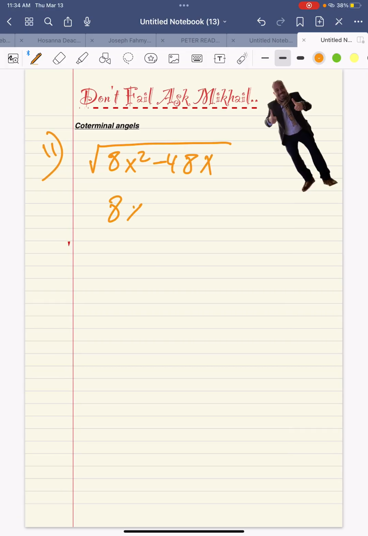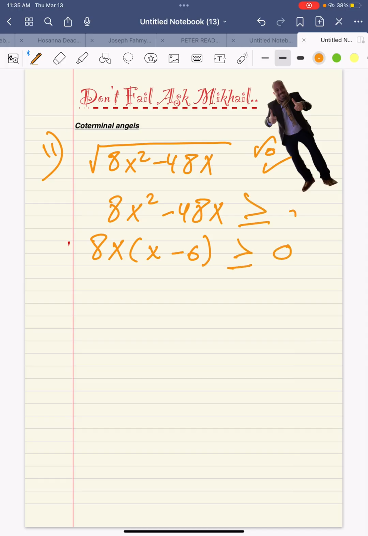Now, after you pause the video, you want to see how I did it? Well, 8x squared minus 48x. That is not a fraction, so it can be 0, radical 0 is good, no problem. So that actually needs to be factored. So I'm going to factor out 8x. I'll have x minus 6. That means that's greater than or equal to 0. I can make this greater than or equal to 0.